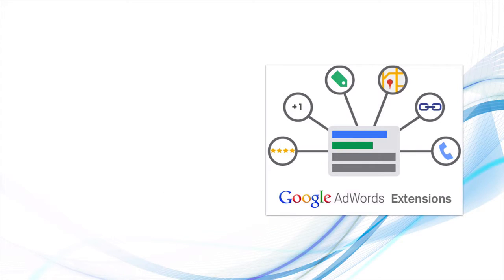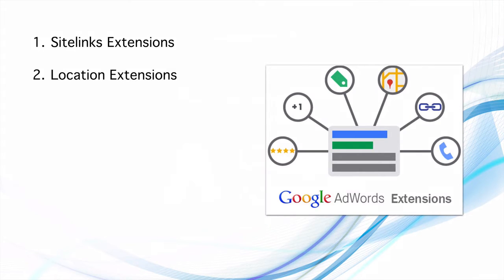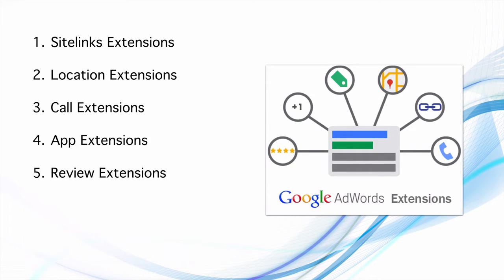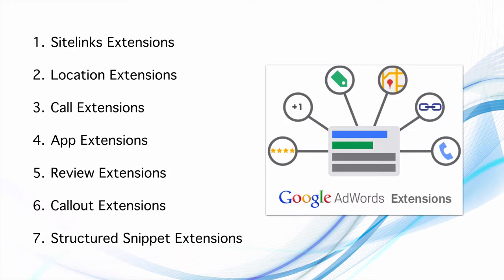There are 7 types of ad extensions in Google AdWords ads. Site links extensions, location extensions, call extensions, app extensions, review extensions, callout extensions, and structured snippet extensions. You may not need to use all the extensions because depending on your type of business, you may need to only use certain extensions. All these extensions are pretty easy and straightforward to set up. We will look at one by one what these extensions are, and then I will show you live inside my AdWords account how to set up these extensions for your AdWords ads.